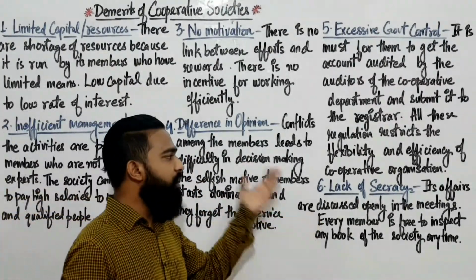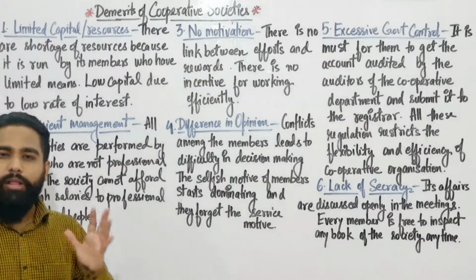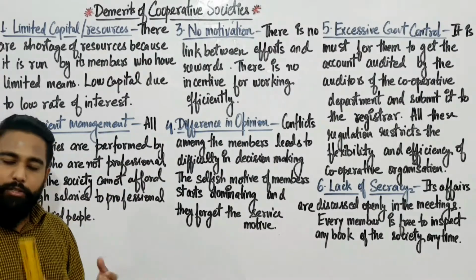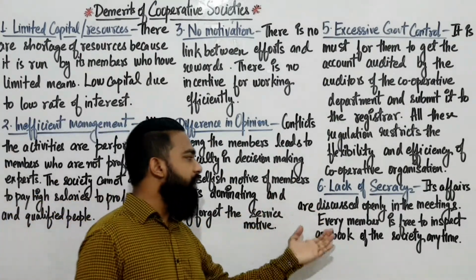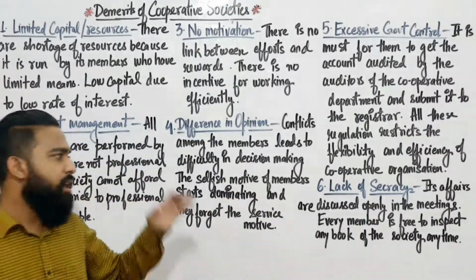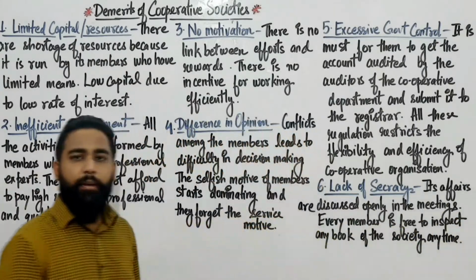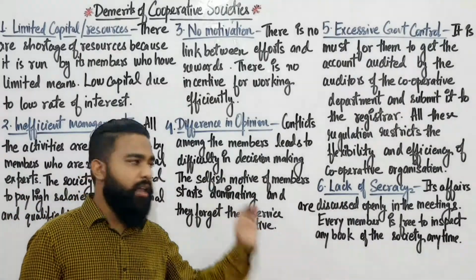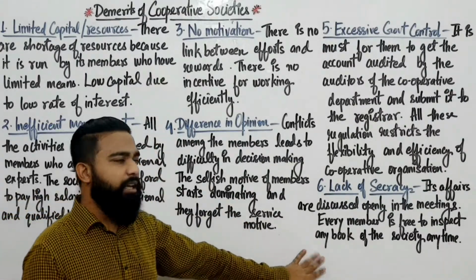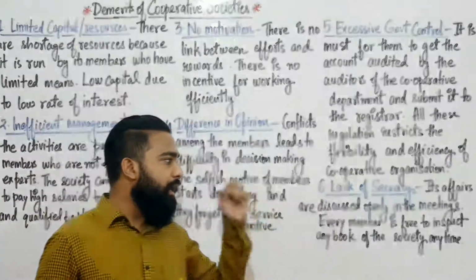Fine. Now the last demerit of the cooperative society is lack of secrecy. All the members know what's going on in the cooperative society. There is not a single secret in it. The affairs are discussed openly in the meetings, and all the members know that. Each and every member is free to inspect any book of the society anytime. They can see, check, and inspect any book of account, anything regarding the cooperative society.